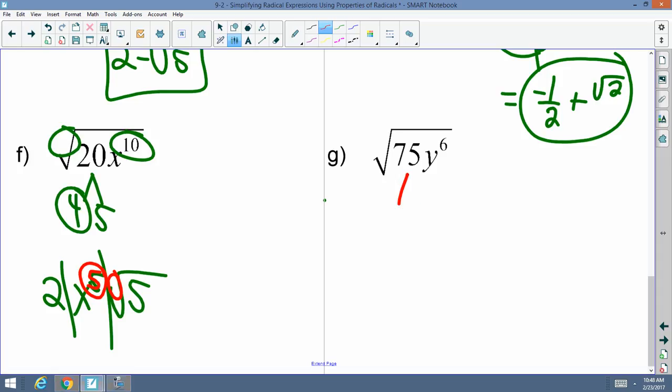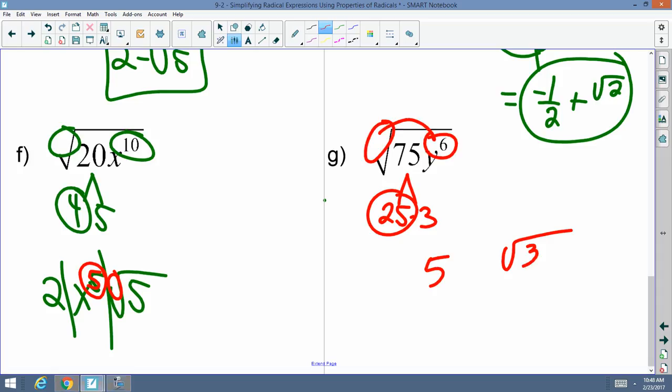75y to the 6. This is 25 times 3. What's the square root of 25? So this is 5 with a square root of 3 left over. And how many times does 2 go into 6? So that's y cubed, and it has to be in absolute value because I took an odd exponent out of an even index.